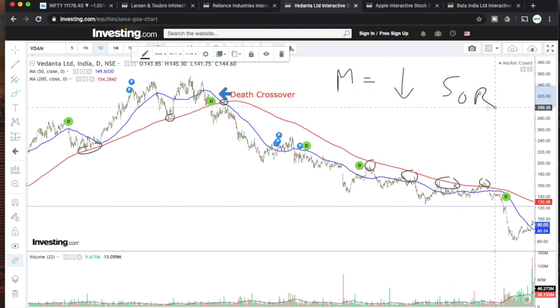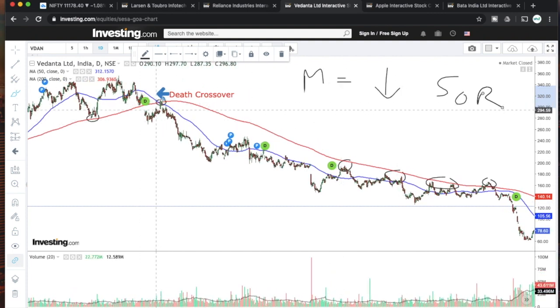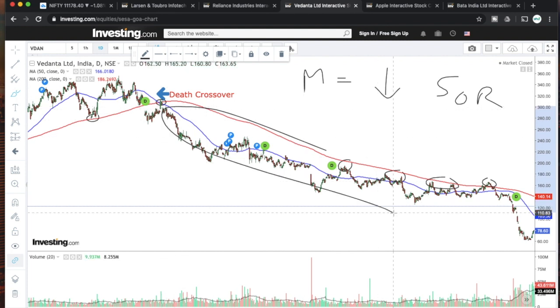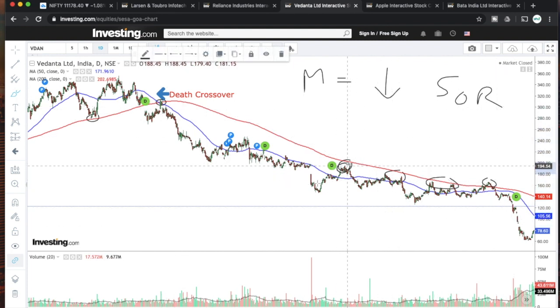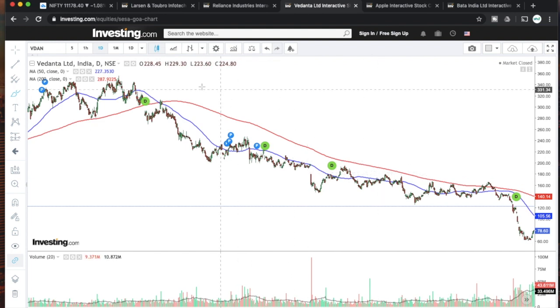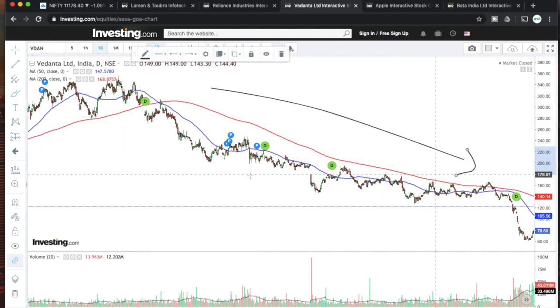As simple as that. Sell on rise basically means, when the death crossover happens, try to take advantage of this entire big movement. Try to sell at this point, sell on the rise. Try to again sell at this point, at the 200 moving average. Again, when the price goes up to the 200 moving average, try to take a short position here. What you want to do is take advantage of this entire big fall, rather than enjoying this small profit or booking this small profit.